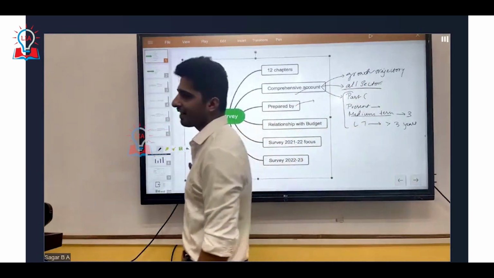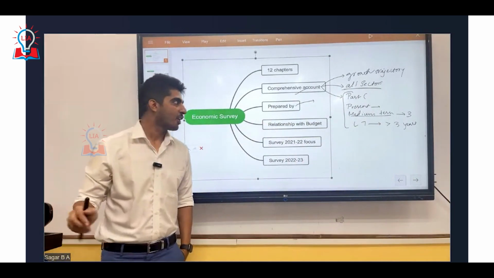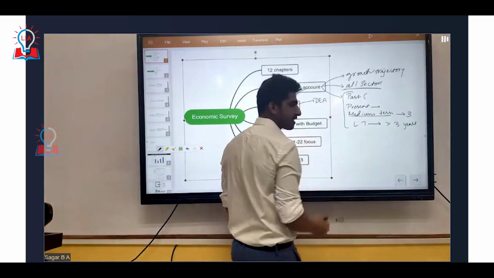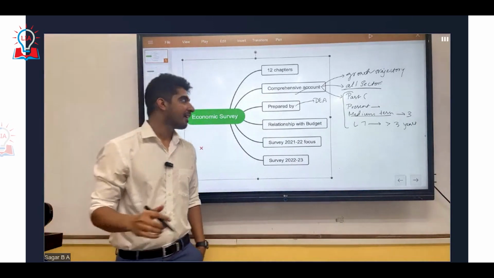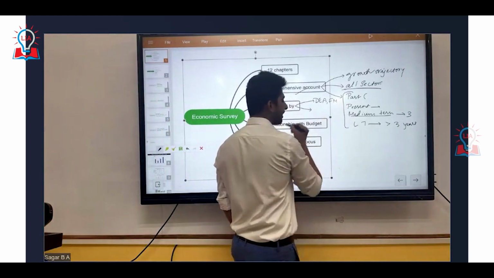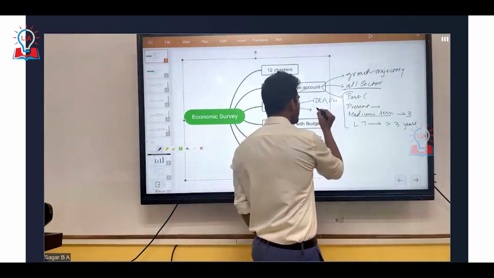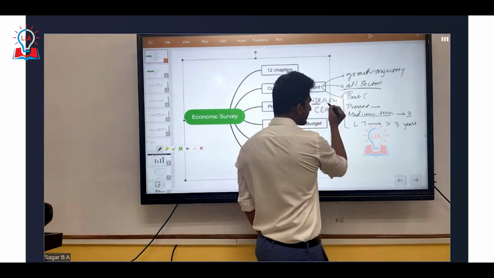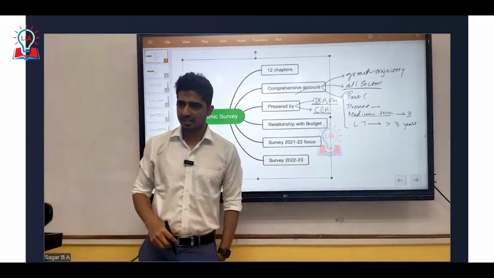Who prepares it? The Department of Economic Affairs. Which ministry? Finance Ministry. Under whose guidance? Under the guidance of the Chief Economic Advisor. The department is the Department of Economic Affairs, under the Finance Ministry, under the guidance of the Chief Economic Advisor.